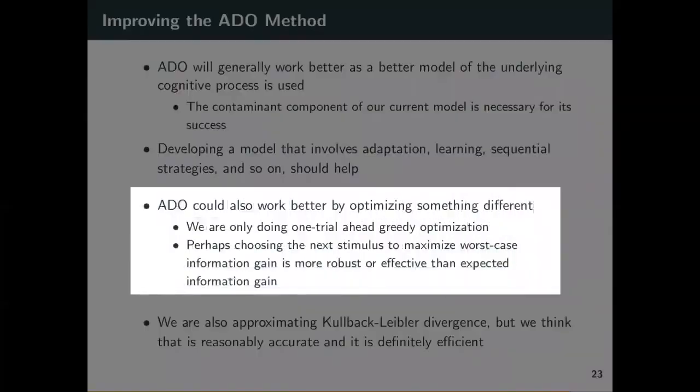Second way would be to improve adaptive design optimization itself, or at least extend it. We're currently only doing one trial ahead, greedy optimization, thinking about the next stimulus to be presented, but we could look to optimize further ahead than that. But also think about whether expected information gain is always the right thing to optimize over. It might be that something like maximizing the worst case information gain, sort of minimizing the possibility that you'll really learn nothing, is a good way to choose the next stimulus. It might be more robust or more effective in some sense. It probably depends also upon exactly what the goals of the measurement are.